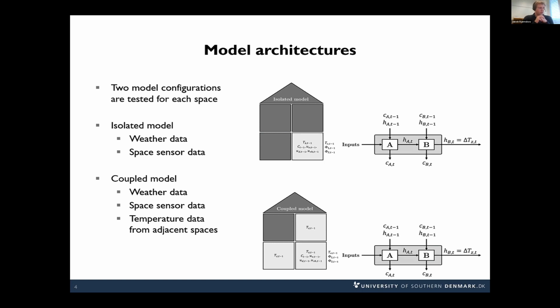Then we have another model, which we call the coupled model. We have exactly the same data as input, but in addition, we include the temperature of adjacent spaces as inputs to this model. The two models have exactly the same neural network architecture, so the only thing we are comparing here is the difference in inputs.